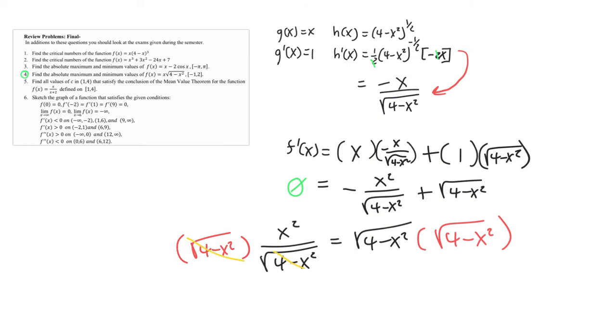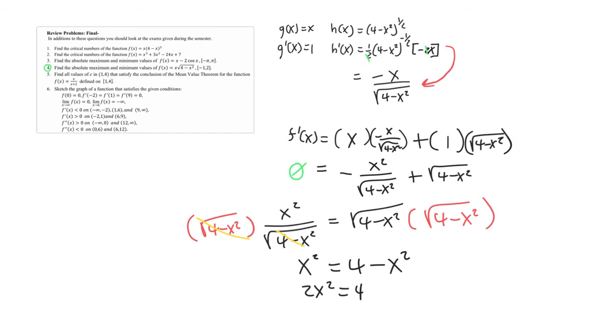And these would cancel, leaving us with x squared equals. Now, hopefully my student at home recognizes that the square roots would cancel, and it would just become 4 minus x squared. We could add x squared to both sides, giving us 2x squared equals 4. We could divide both sides by 2, which would give us x squared equals 2. And then quickly we would see that x equals plus or minus radical 2.